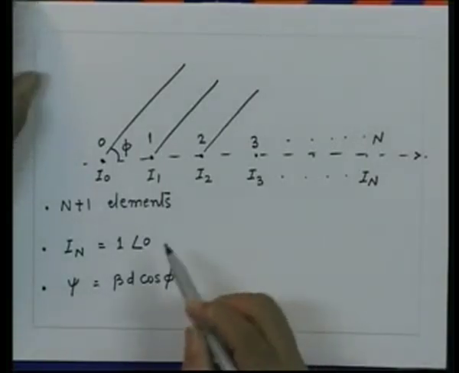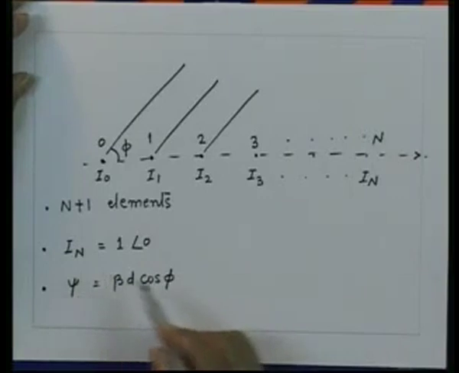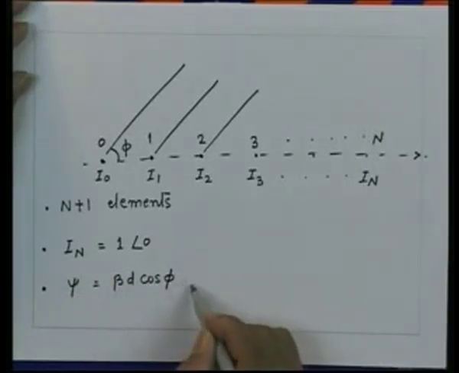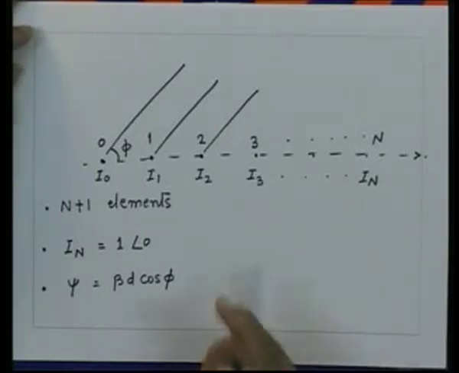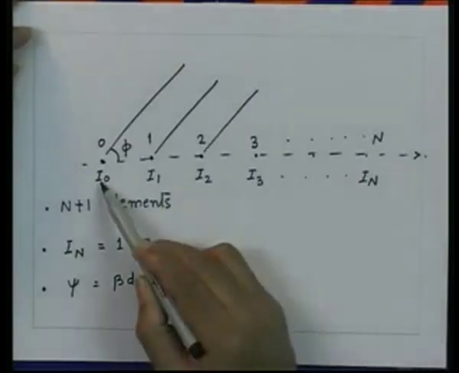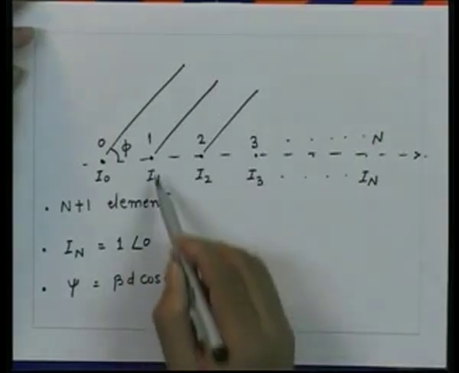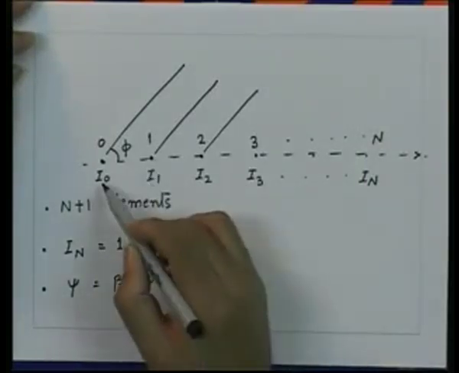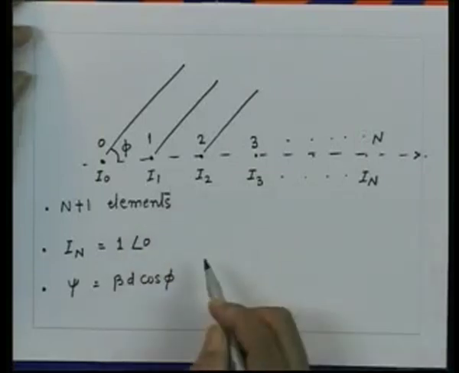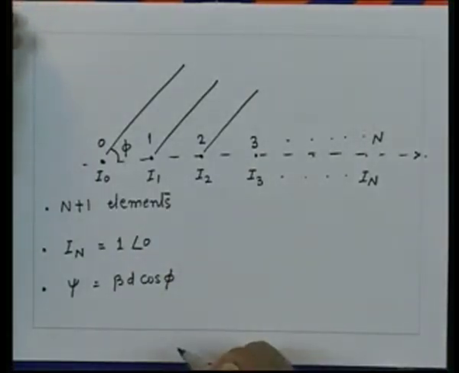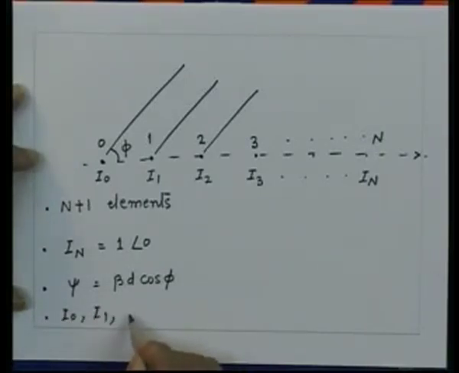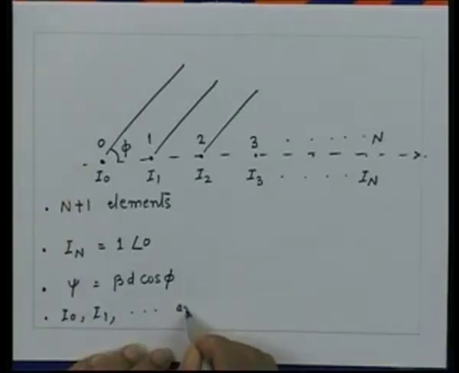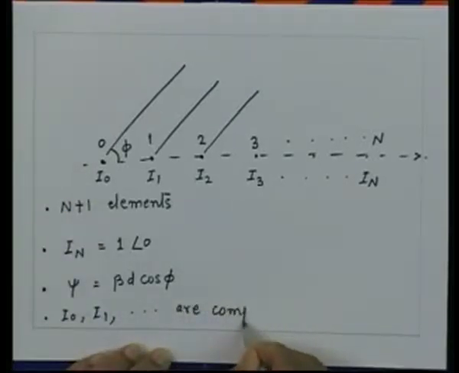Recall, in case of uniform array, we had defined this quantity psi, which was beta d cos phi plus delta, which was the electrical progressive phase shift. However, that delta now we can absorb into the excitation currents, because this I0, I1, I2, all these currents in general are complex currents. So, we also say here now in general this I0, I1 and so on are complex quantities.